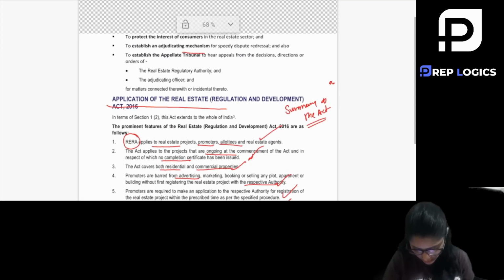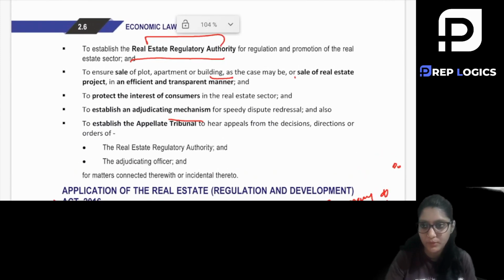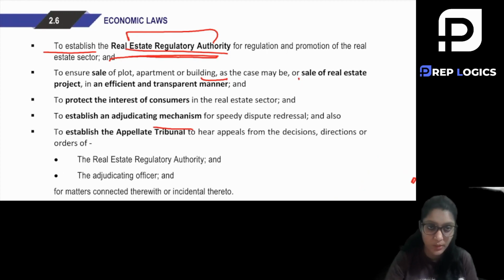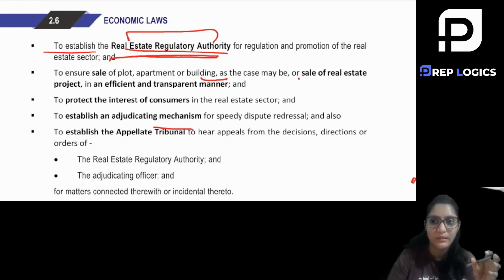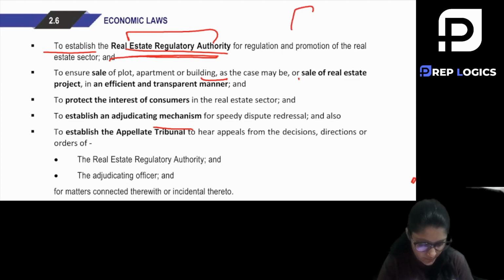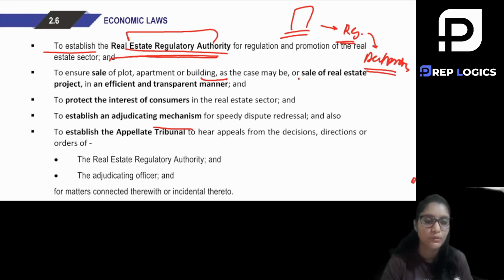So the objective of why this RERA Act came into force is to establish the Real Estate Regulation Authority, the authority that will regulate the real estate sector. That is, suppose a building is under construction, then it must register itself with the real estate authority. So this authority will take care that all the things are going forward as per the RERA Act or not.